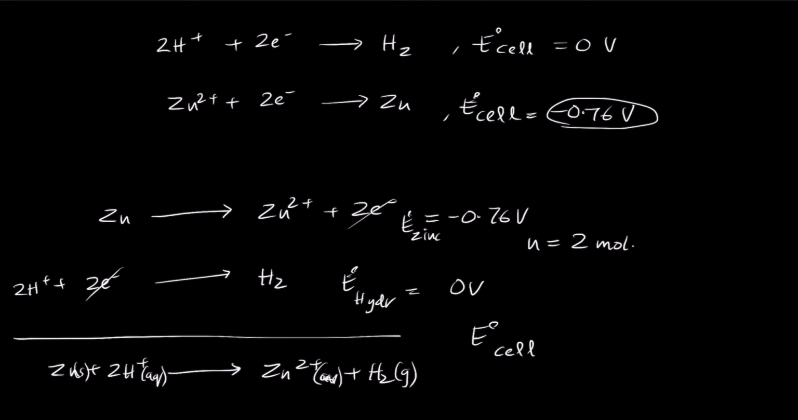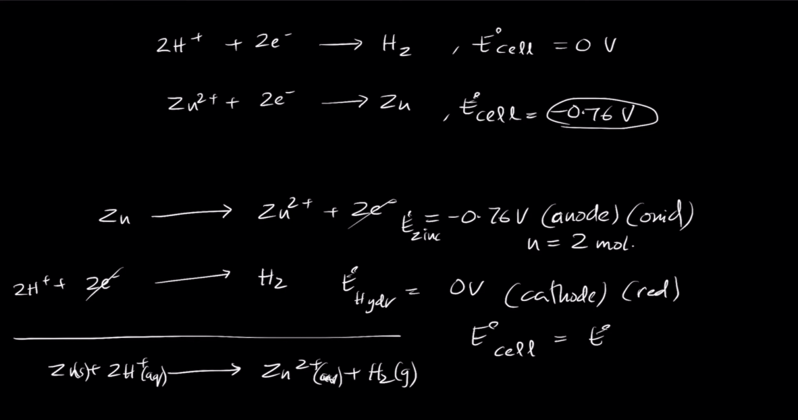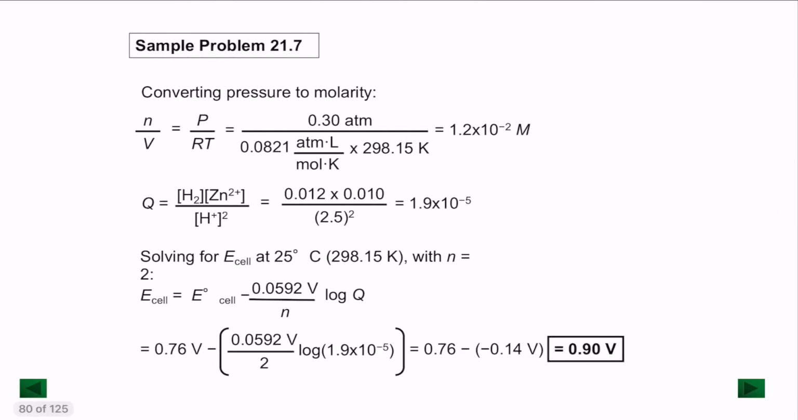is 0 volts. Now E of the cell: the anode here is the oxidation, and this is the cathode, which undergoes reduction. So we are talking about E of the cathode, the cathode is hydrogen, minus the E of the anode. Anode is the zinc. So it becomes 0 minus minus 0.76. So the cell potential is 0.76 volts. The standard cell potential is 0.76 volts.